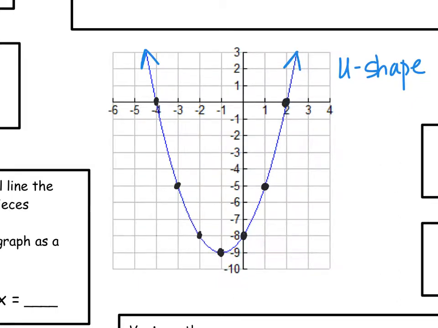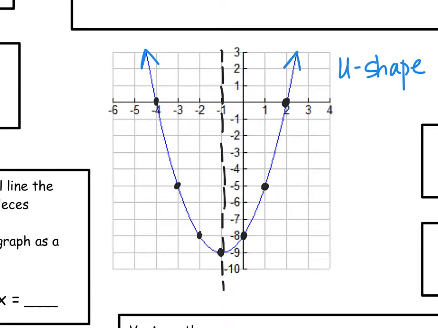The other thing I want you to notice about this graph is that there is a left side of the graph and a right side of the graph, and they look like mirror images of each other. So what I want to do is draw a dotted line right down the middle of this graph. And what that does is it separates this graph into a left side and a right side.